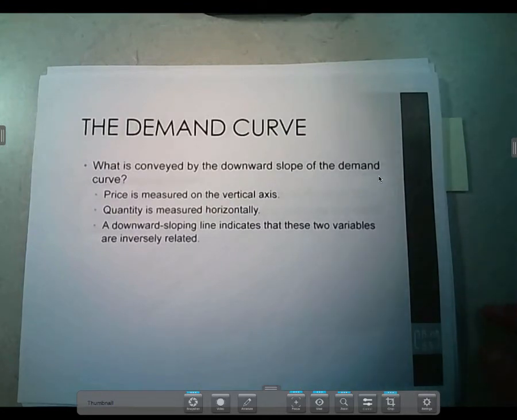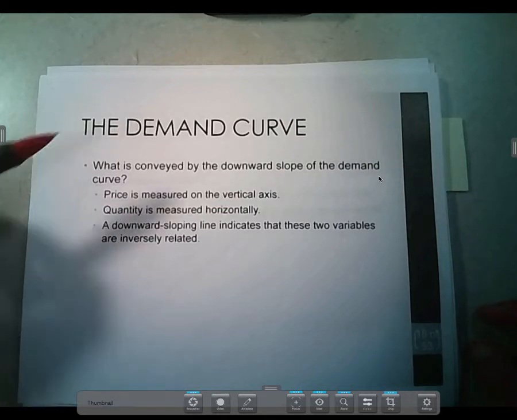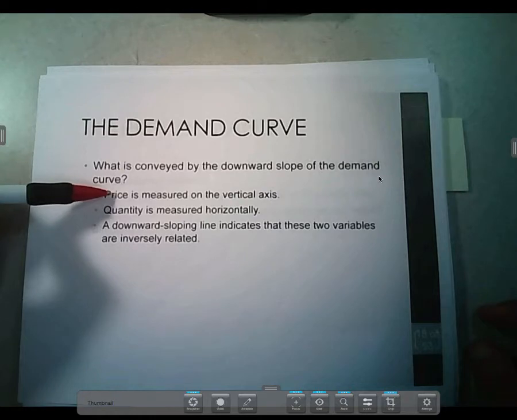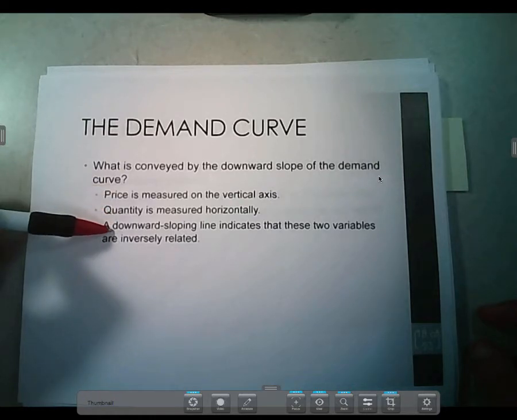I don't know what more I can say about this slide. Hopefully this should be pretty obvious if you've been listening to the video at this point. Price is on my vertical axis, and the quantity of the product we're talking about in this market is on the horizontal axis, or I could say the y-axis and the x-axis, and this is an inverse relationship.